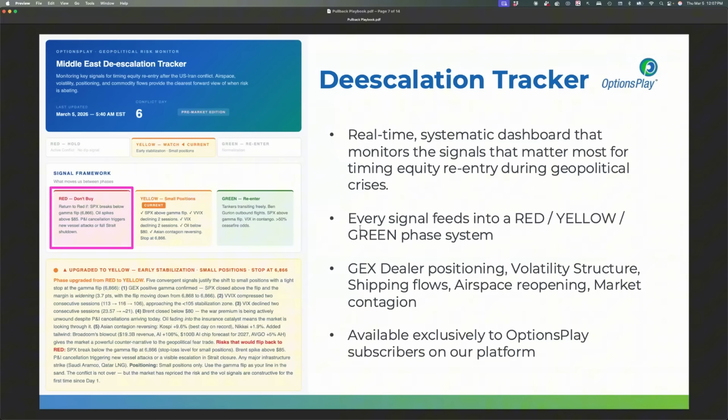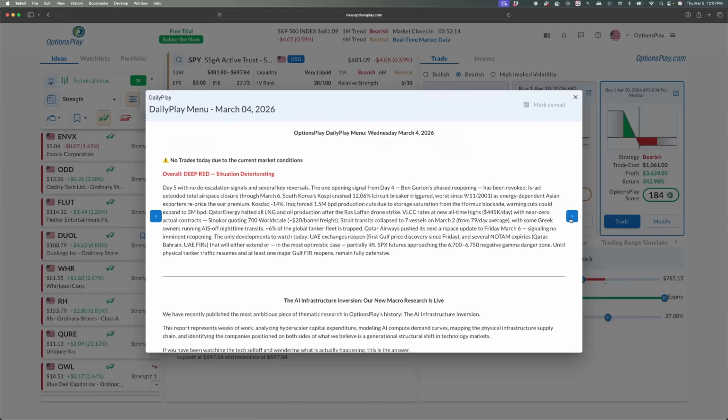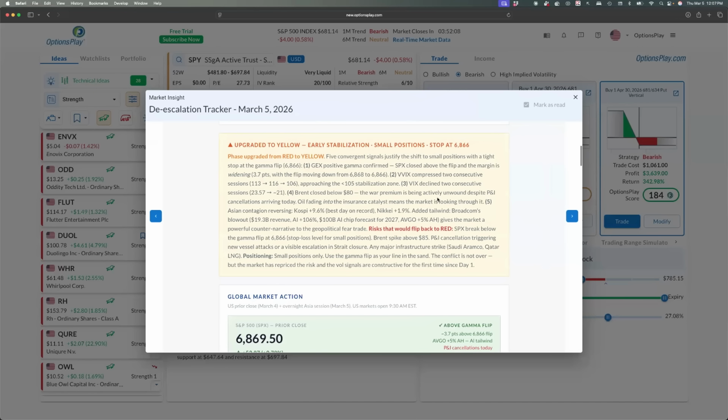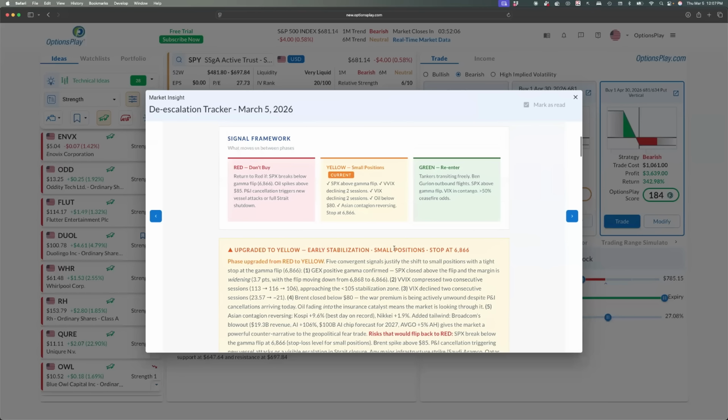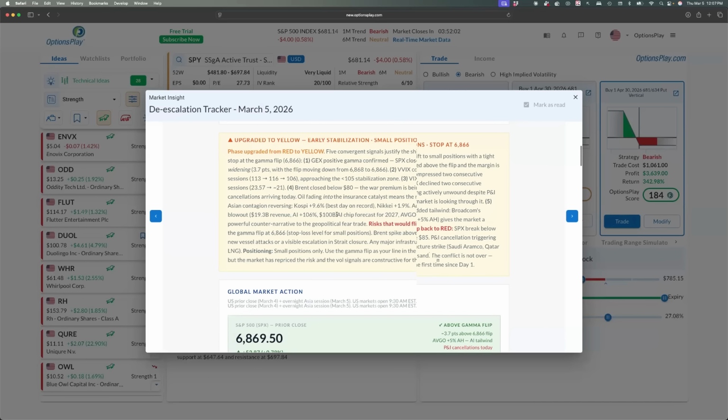So this is a systematic dashboard that allows you to monitor what's going on. You can see it inside of your OptionsPlay platform. If you go to your notifications, you can see this de-escalation tracker. It'll give you the framework, the summary of what's currently going on and what's triggered the upgrade to yellow.